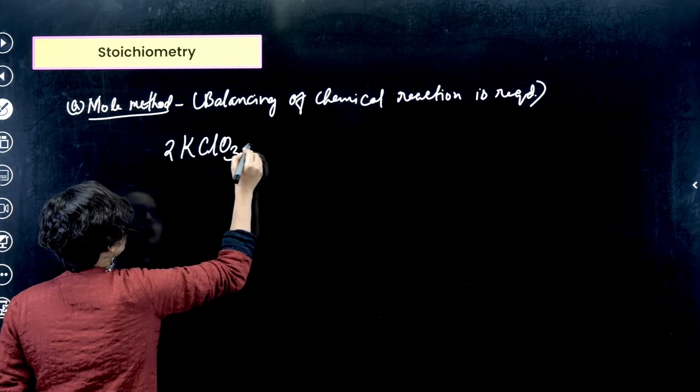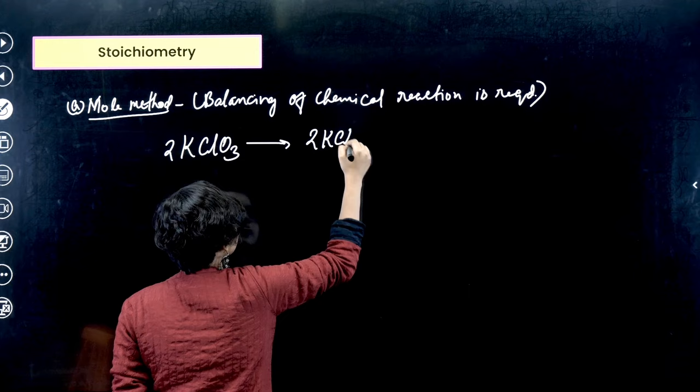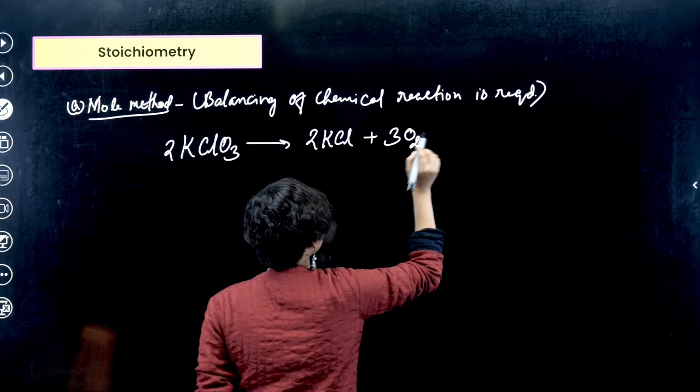2KClO3 will give out what? It will give you 2KCl plus what will you get? 3O2. So 3O2. Now what are we going to do? Check it out here.